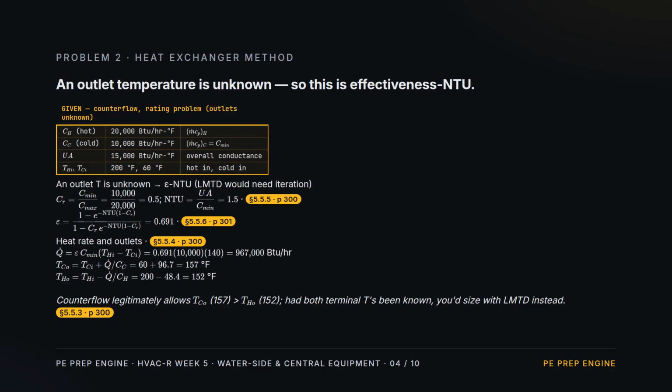Problem 2. A heat exchanger where an outlet temperature is unknown, which is exactly when you reach for effectiveness NTU instead of LMTD, because LMTD would force you to iterate. The cold stream is the minimum capacity rate, so the ratio is 1/2, and NTU is 1.5. The counterflow effectiveness relation gives about 0.69. Heat rate is effectiveness times the minimum capacity rate times the inlet difference, about 967,000 BTU per hour. Back that out to the outlets. Cold leaves near 157, hot leaves near 152.